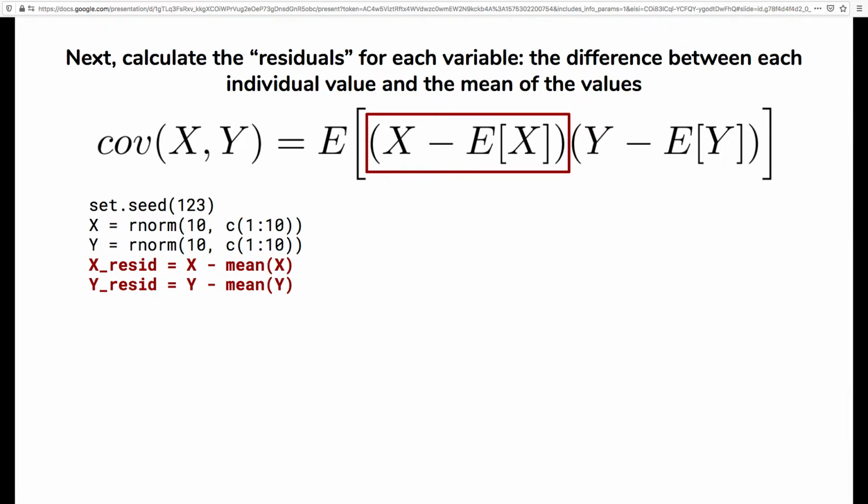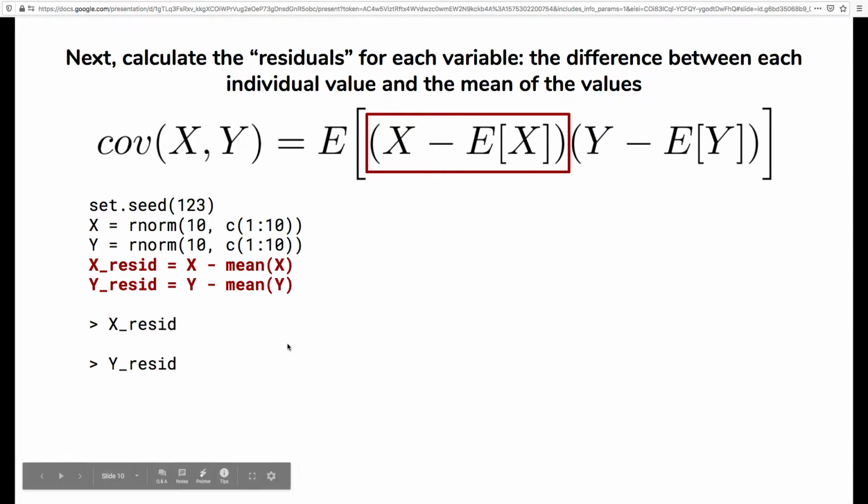Okay, but the first step of calculating covariance is to calculate the so-called residuals of x and y. And the residuals, as you can see up here in the math equation, we derive by taking every value of x and subtracting the expected value of x, which in this case is just the mean value of x. We do the same thing for y. And so in R, what this amounts to is you calculate your x residuals by just taking that array of x values and subtracting for each value the mean of x. And we do the exact same thing for our y values.